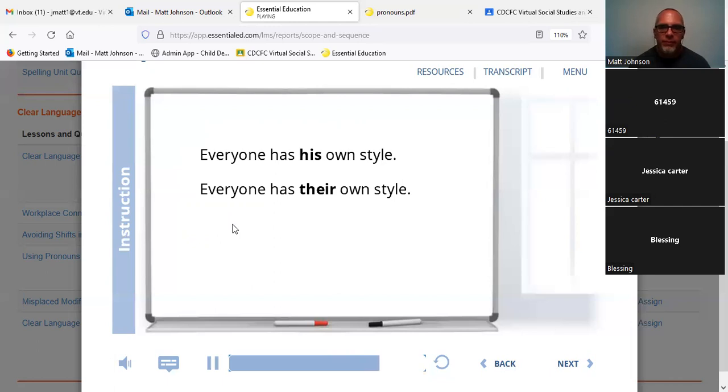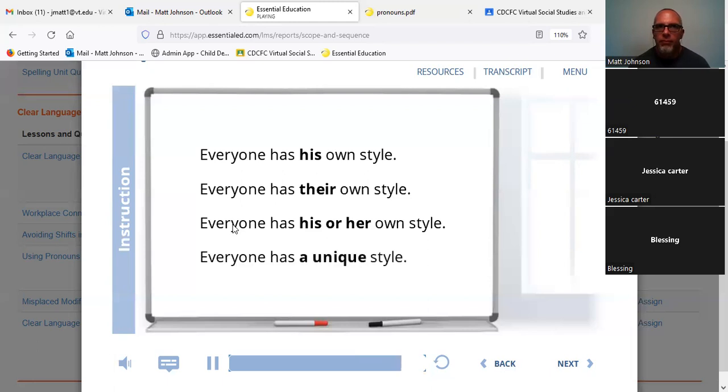Mostly that's informal, though. In formal writing, it's better to say everyone has his or her own style. Some people alternate between her own style and his own style, but those solutions are sort of awkward. So I like to mix it up and try to get rid of the pronoun. Like maybe I'd say, everyone has a unique style.